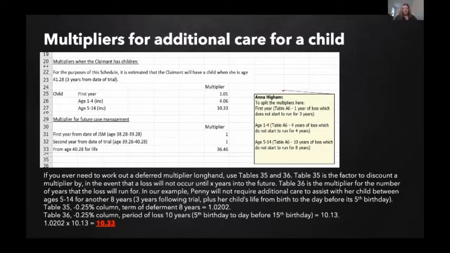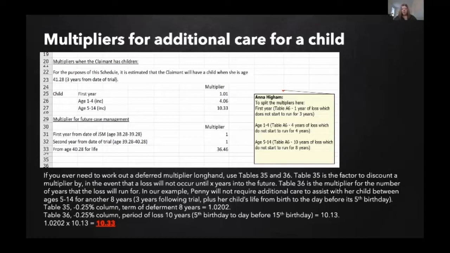So on table A6, you would go to the years of loss column, go to 1, and then go across to 3 years before the loss starts to run, and you will see the number 1.01, and that's the multiplier that you use for the first calculation. The next period of time is from age 1 to 4 inclusive, so this is 4 years of loss, and they do not start to run for 4 years. So in the years of loss column, go down to 4, then go across to 4 years before the loss starts to run, and you'll see the number 4.06. That's your multiplier for the second time period.